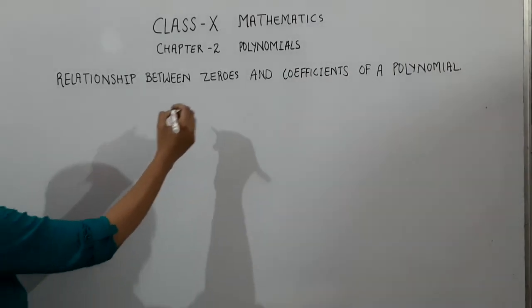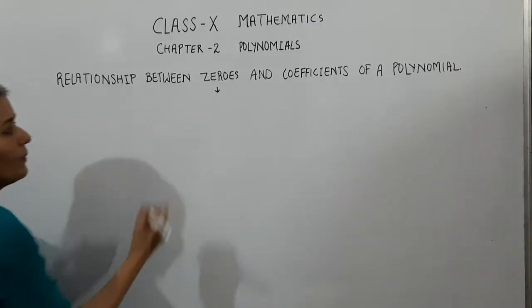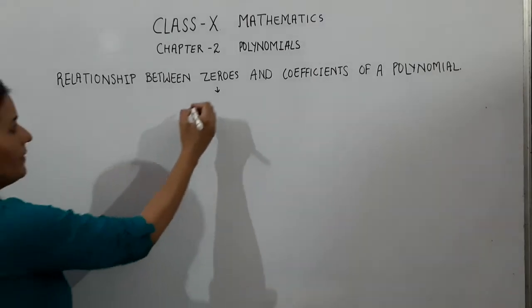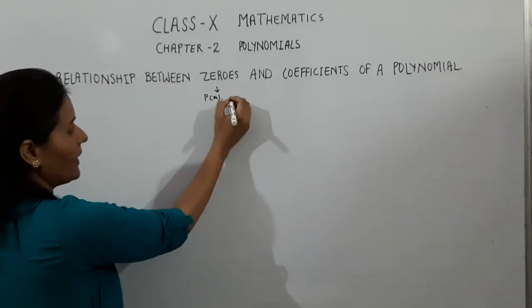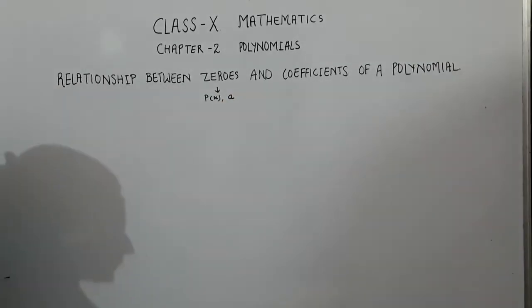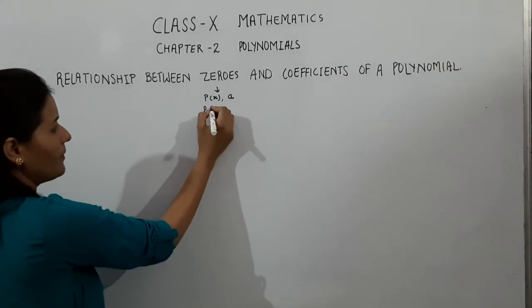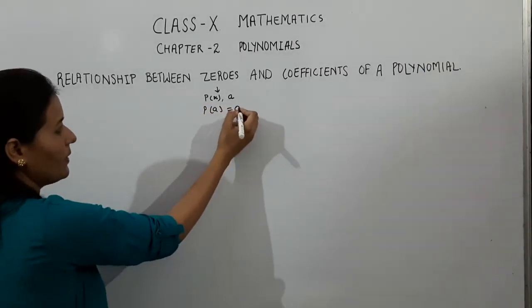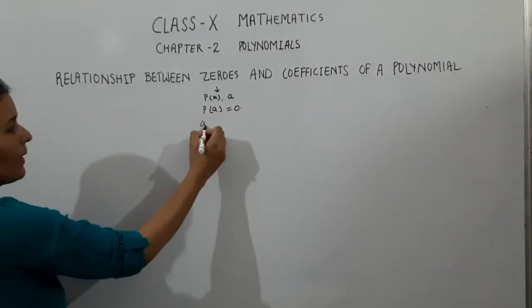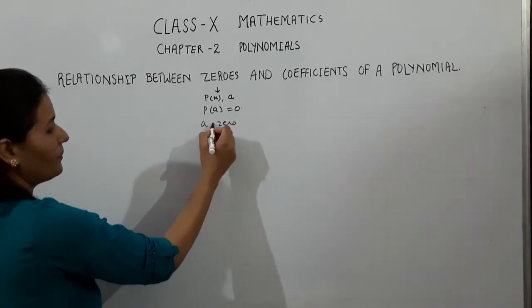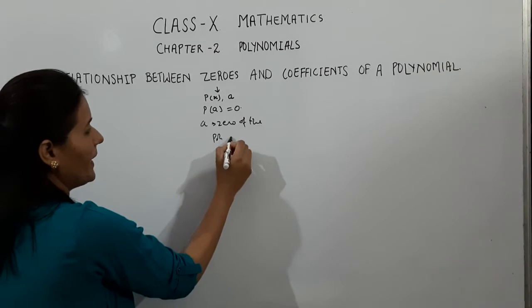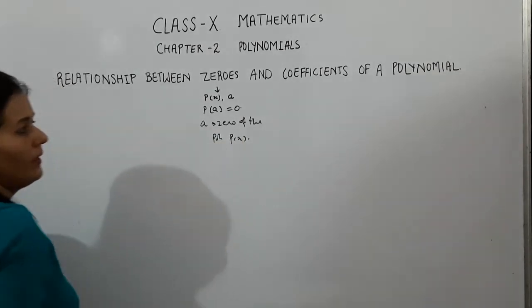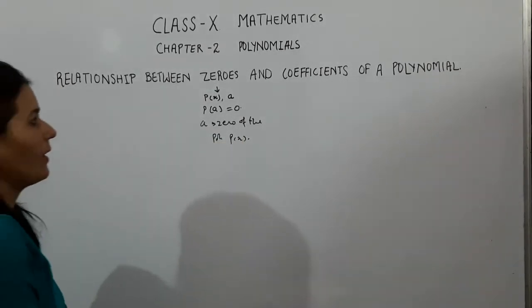So again, what were the zeros of the polynomial? If we are given any polynomial p(x), and we are able to find a value a which makes this polynomial equal to 0, then this a is known as a zero of the polynomial p(x), right? Okay, and what are coefficients?